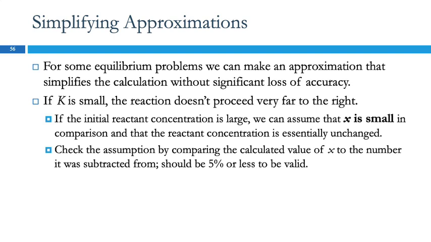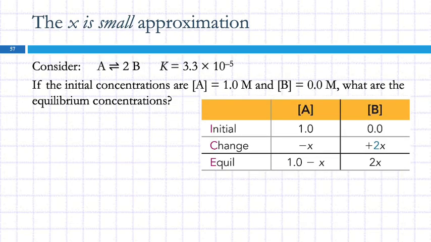Of course, we need to check this assumption. And so what we want to do is compare the value of X that we end up with to the number that it got subtracted from. It needs to be 5% or less to be valid. So how does this work?